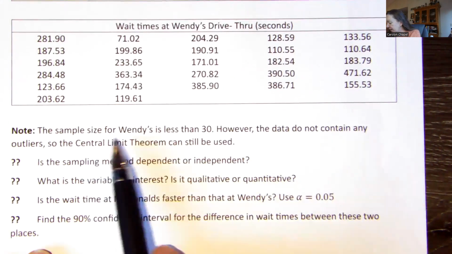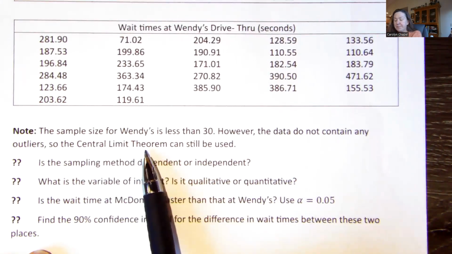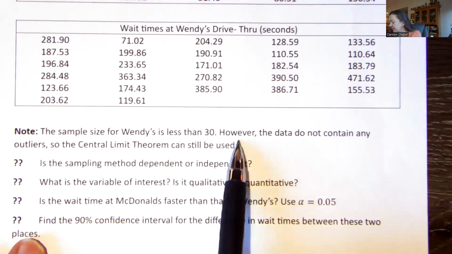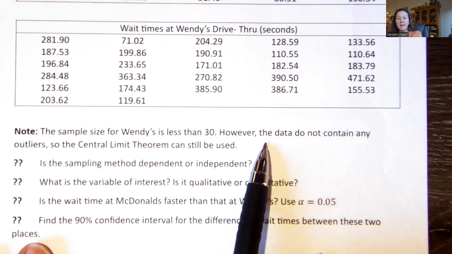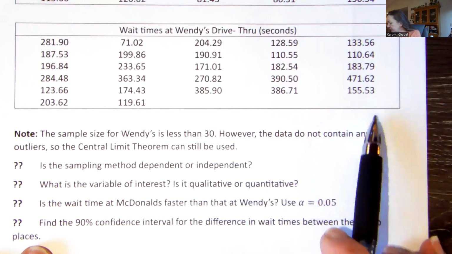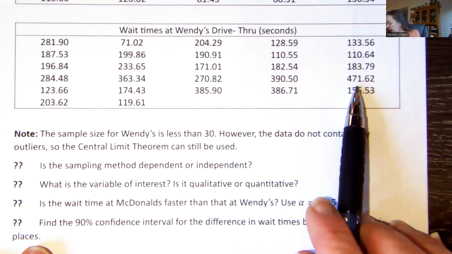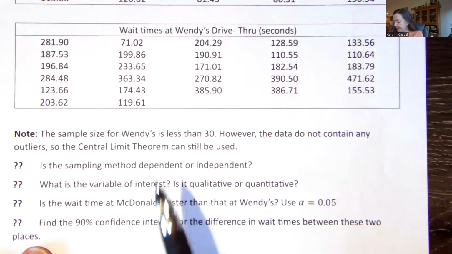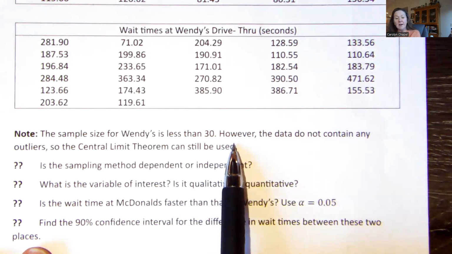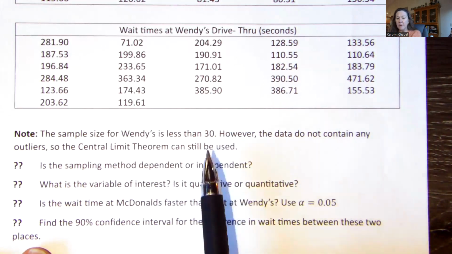The sample size of Wendy's, notice it is less than 30. But we are going to notice also that there really isn't any data that's completely out of the norm. This 471 is a little large, but it is not so large compared to all of the data that we don't really have any outliers. So we're going to just assume that it's okay, and we're just going to go with it.